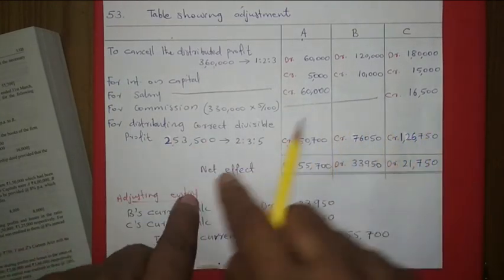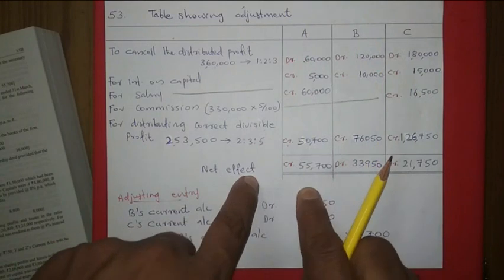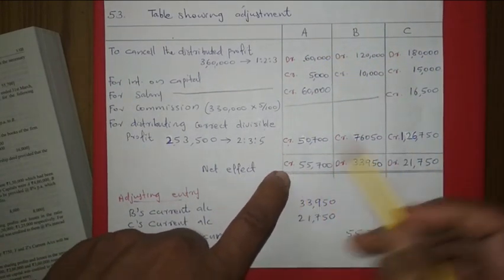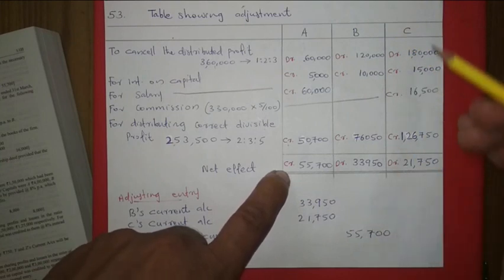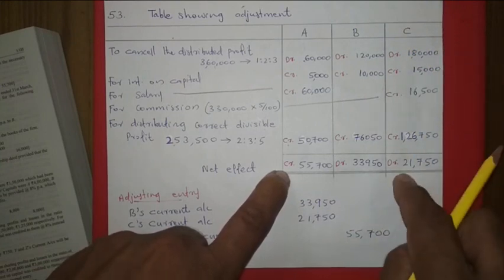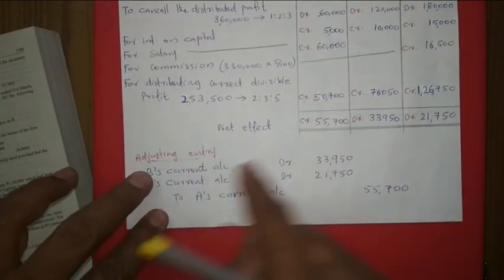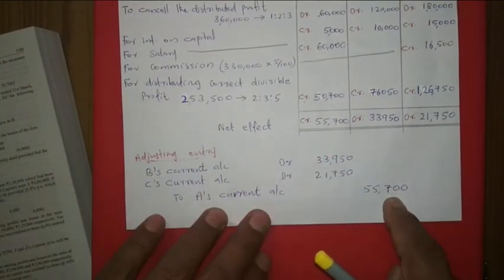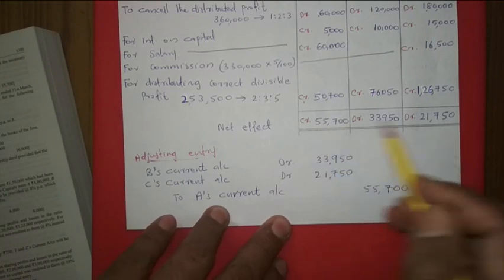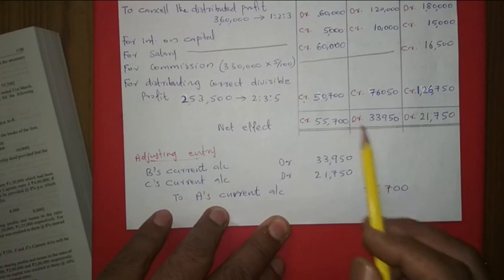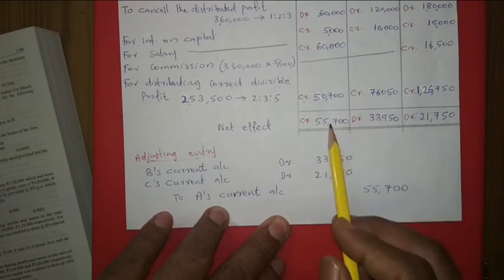After that, the net effect we take in this way. A is credit, and for B debit is coming, and for C debit is coming. Whenever we write any journal entry, the debit total will be equal to the credit total, so you can check whether it is correct or not. Here the two debits, the debit total amount, matches with the credit total.